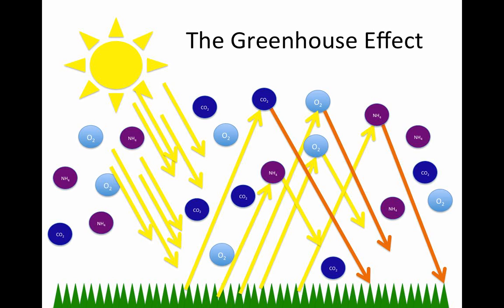And that's what causes the temperature to increase. If you have more sunlight staying inside Earth's atmosphere, more energy, naturally it's going to cause it to get warmer. So this is how the greenhouse effect works. It's as simple as that.